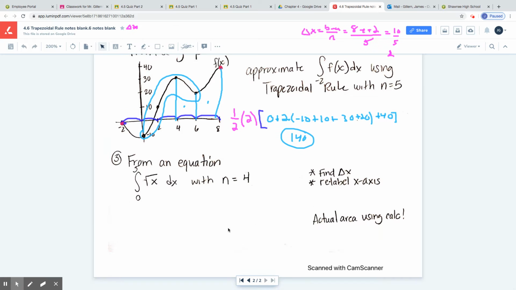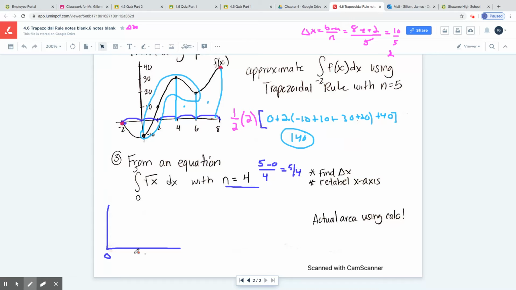All right, last one is from an equation. Now you do not need to graph. If you remember, we just need what's going to happen on the x-axis. And we're going from 0 to 5. We need to know how we're going to space them out. So I need my delta x, n is equal to 4. So b, which is 5, minus a, which is 0, over n, which is 4. That gives my delta x.